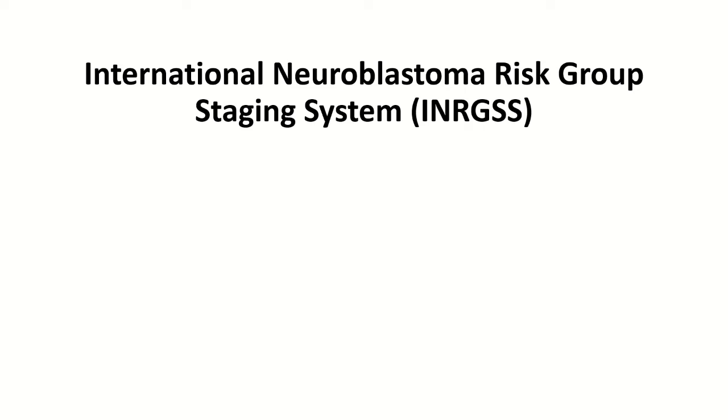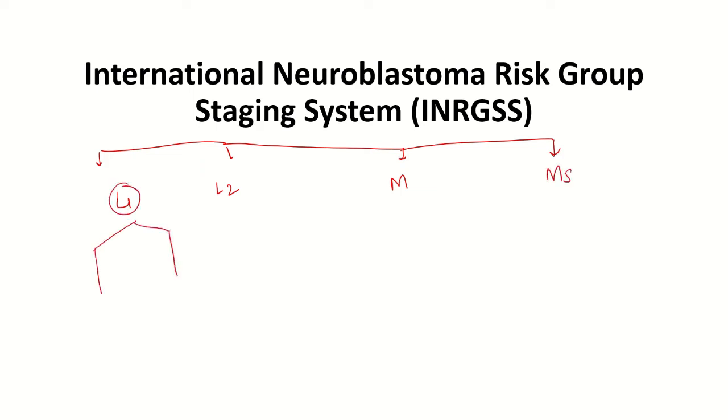Coming to the first staging system, international neuroblastoma risk group staging system. Here there are four groups: L1, L2, M, and MS. So coming to L1, the tumor is limited and there is no locoregional spread. In L2, there is locoregional spread to adjacent structures or to the nearby major vessels.